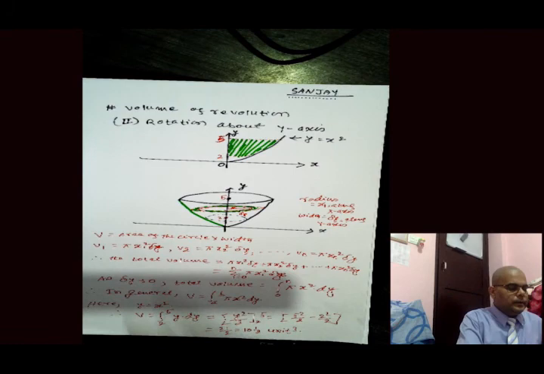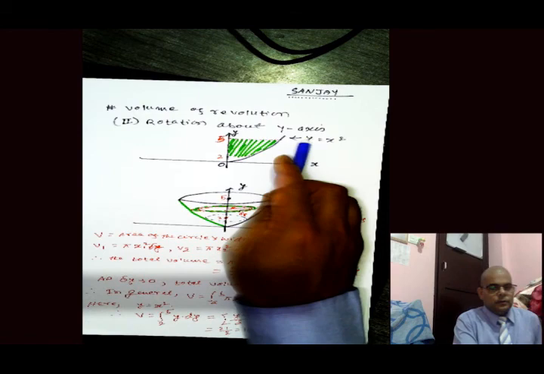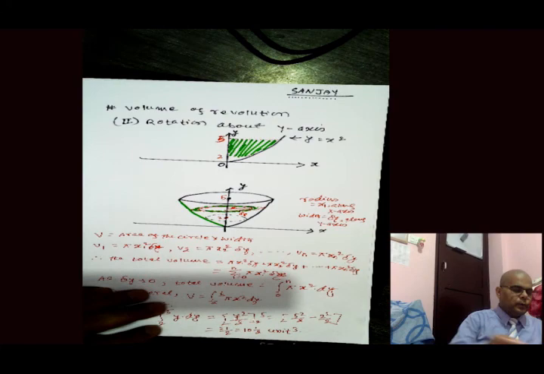Now we talk again about volume of revolution, but this time the rotation about the y-axis. Previously we rotated about the x-axis and our shape was like this. But what happens if you rotate the same curve about the y-axis? When you rotate this about the y-axis, your shape will be like this. And we'll do a similar thing over here.